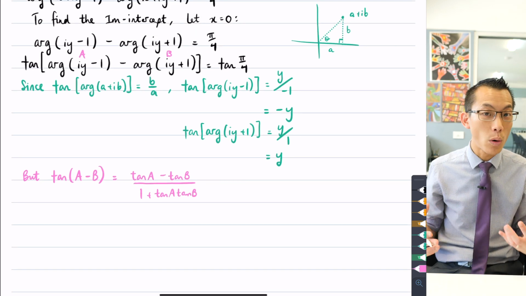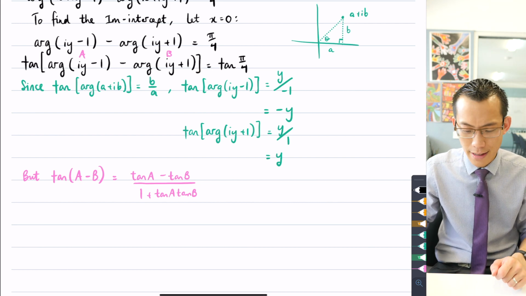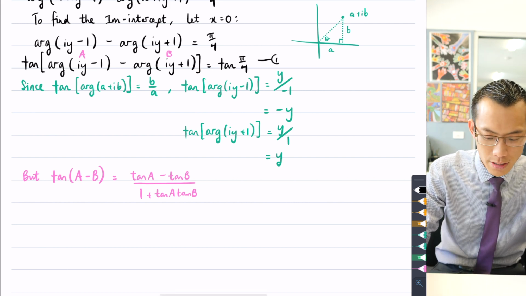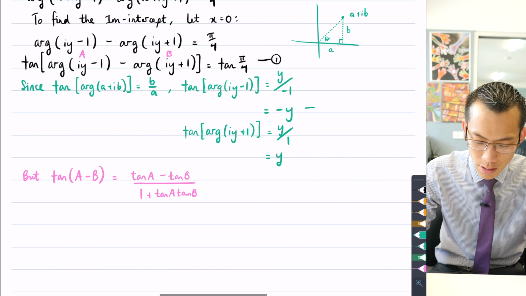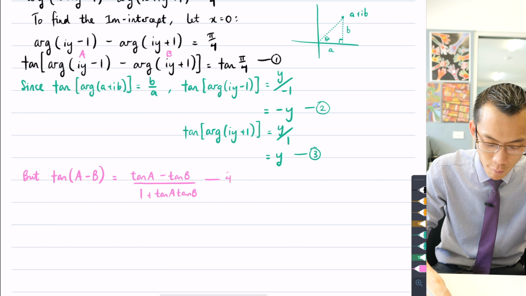So I'm going to have to use all of this information in order to work with this line here. So let's try and put this in summary, right? I'm going to call this line 1, or equation 1. I'm going to call this one 2. I'm going to call this one 3. And then I'll call this one 4, right?